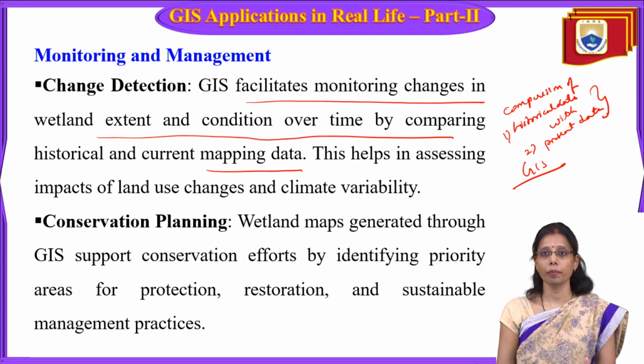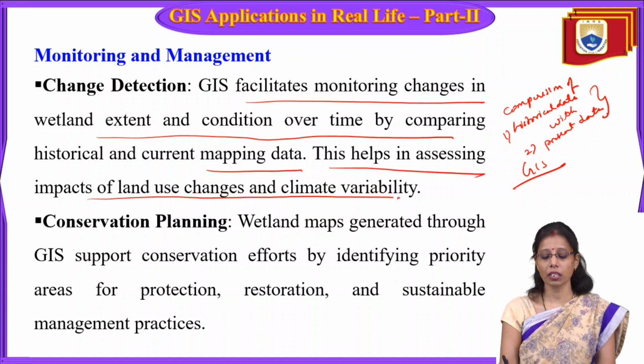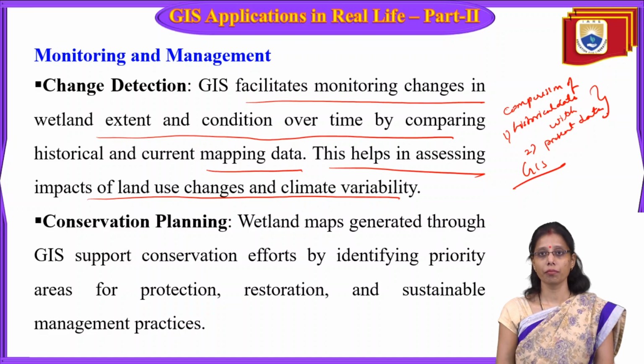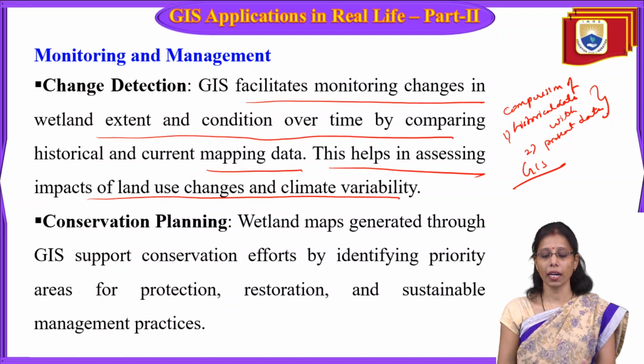Mapping these areas helps in assessing the impacts of land use changes on climate variability. So it will help us assess the impacts of land use changes. What land use changes happen in such areas will be identified, and GIS will help us tell about the land use changes and assess the impacts in such areas.